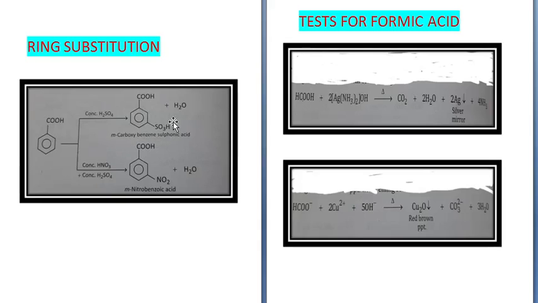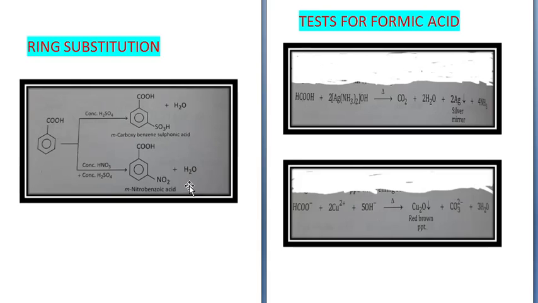Similarly, when benzoic acid is treated with concentrated HNO3 in presence of concentrated H2SO4, then the NO2 group gets attached on the third carbon. So you get meta nitrobenzoic acid. The nitro group attaches itself as a side chain on the third carbon, plus H2O. So this is called ring substitution. Now benzoic acid or other aromatic carboxylic acids do not show the Friedel-Crafts reaction because the carboxyl group is deactivating and aluminium chloride or ferric chloride get bonded to the carboxyl group.